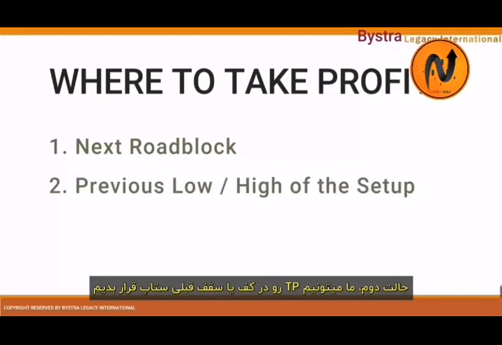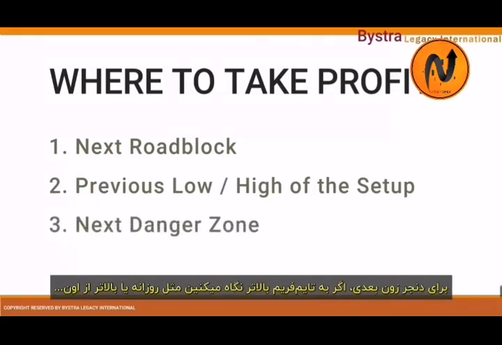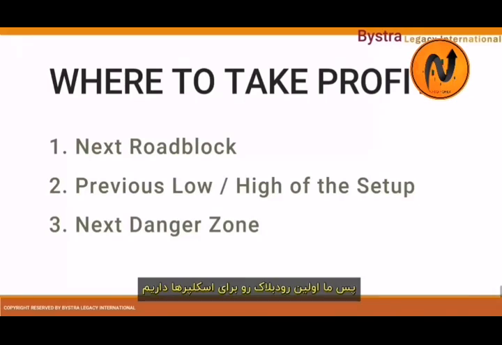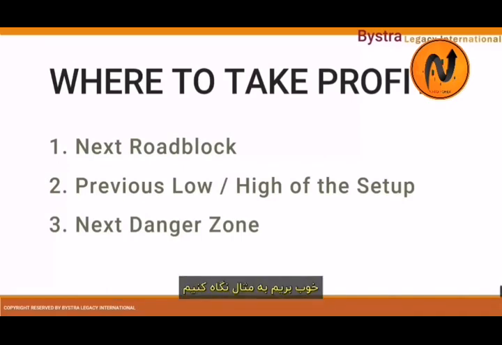Second, we can take profit at the previous low or the previous high of the setup. And thirdly, we can take profit at the next danger zone. Mostly the next danger zone, if we're looking at a higher time frame, for example daily and above, would normally be for a swinger holding a position. So we have the first one, roadblock, which is for a scalper. Previous low or previous high is normally intraday. And the next danger zone would normally be a swinger TP. So let's have a look at the examples.